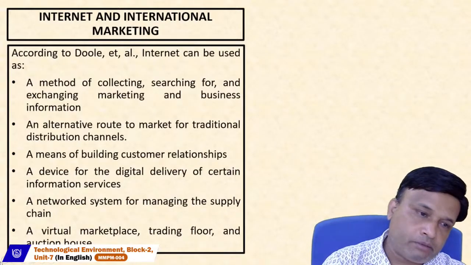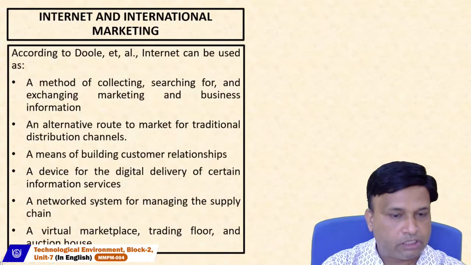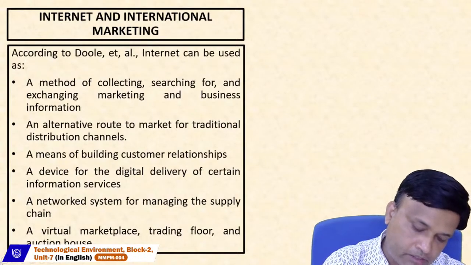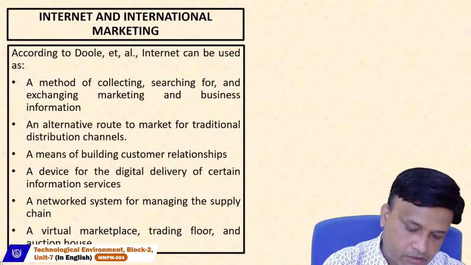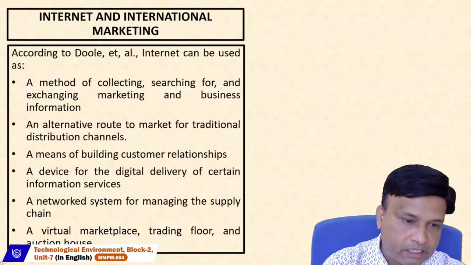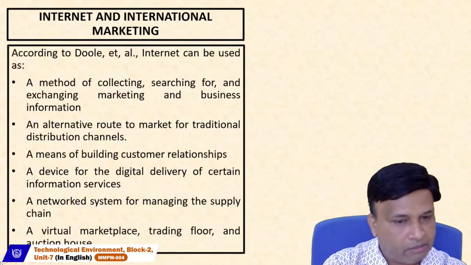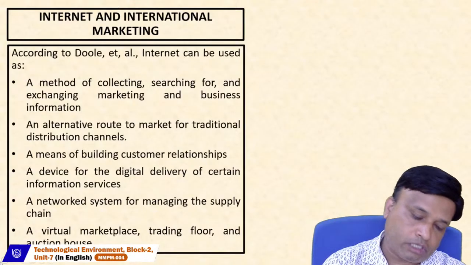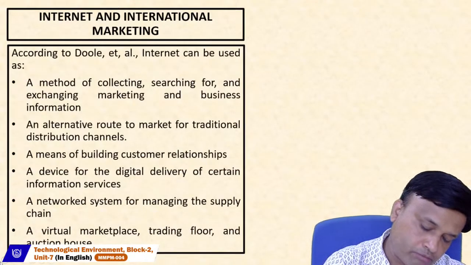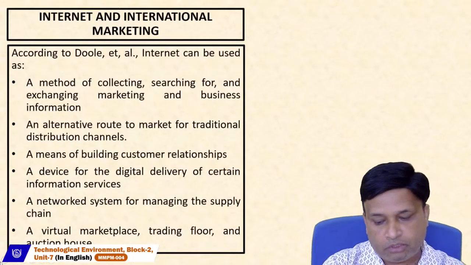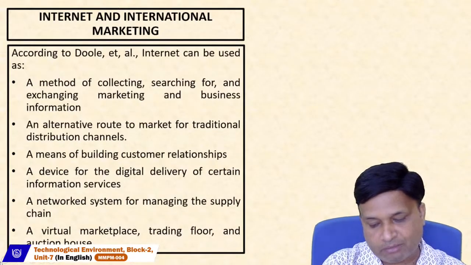It is also a device for the digital delivery of certain information services, and a network system for managing supply chains. Supply chains can be integrated in different ways so that the product and its movement can be tracked. And the last one is that it has become a virtual marketplace, trading floor, or auction house. Technology has made trading possible, and the selling of goods and services can be possible.